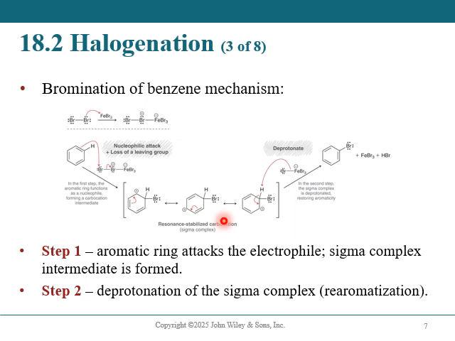Basically, a sigma complex is a resonance stabilized carbocation. So once you have that, the next step is a deprotonation of that sigma complex, giving you the re-aromatization. So in other words, you start off as an aromatic, you end up as an aromatic, right? That's the key concept that we need to familiarize ourselves with.